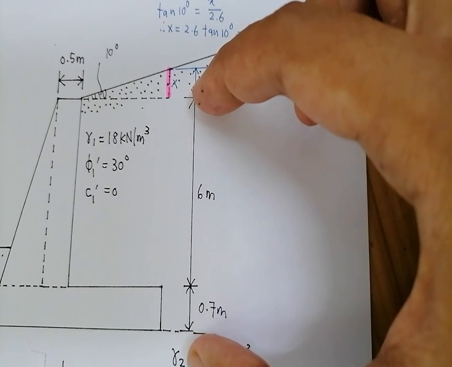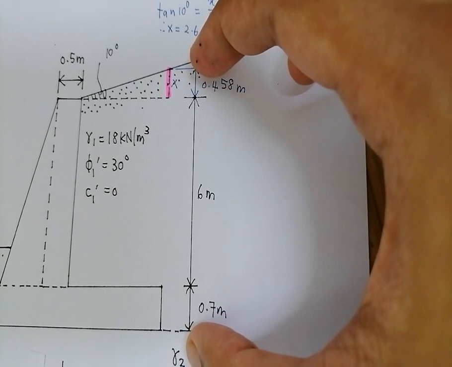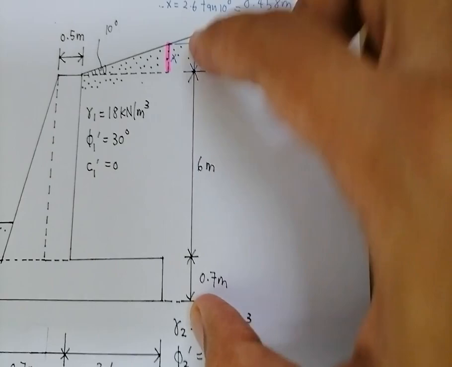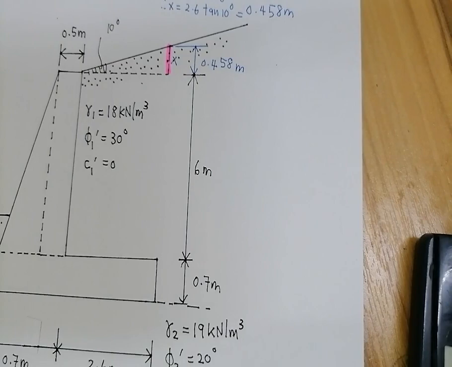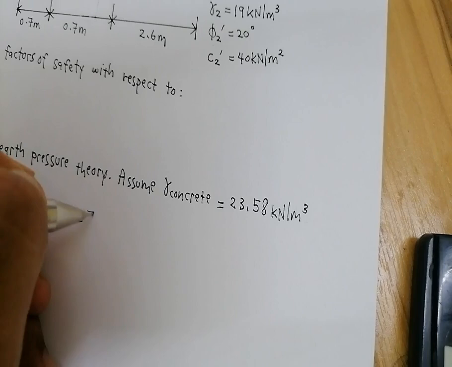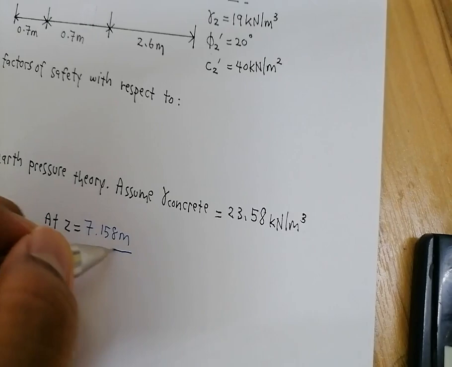So at Z equals, this must be not only the height of the retaining wall, but this height, which is inclusive of the height of the small soil triangle above the heel. So basically it's 0.7 plus 6 plus 0.458, which equals 7.158 meter. Please focus on this one for Rankine.